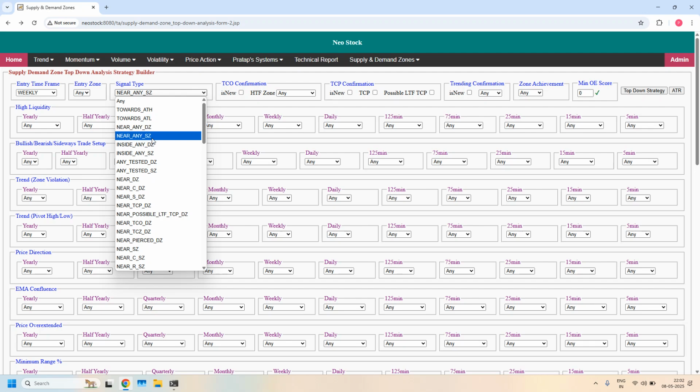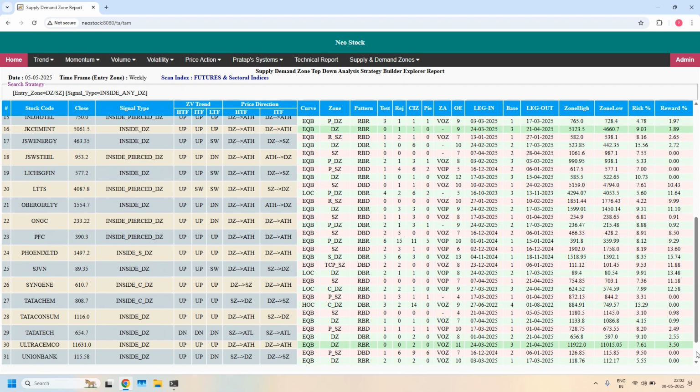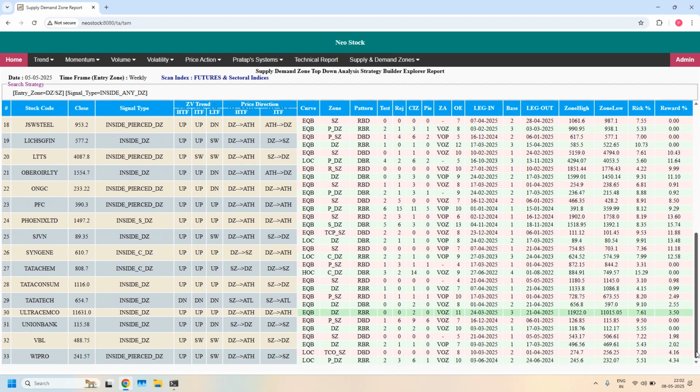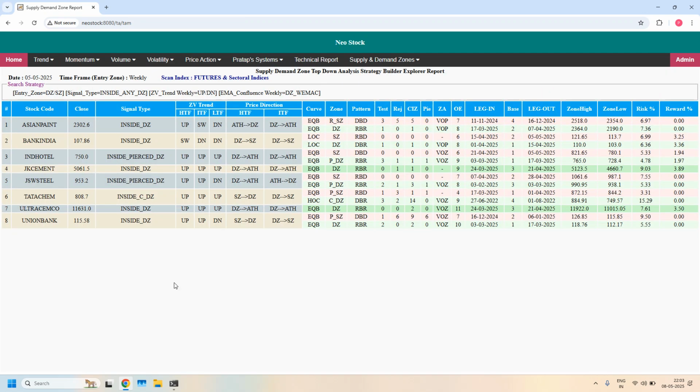Next, price closed inside the weekly demand zone. First 15 stocks in the list. Scrolling the list down. 33 stocks are filtered. We can further filter this list based on weekly demand zone having weekly EMA confluence, and also trend on the weekly either up or down. So we got 8 stocks.